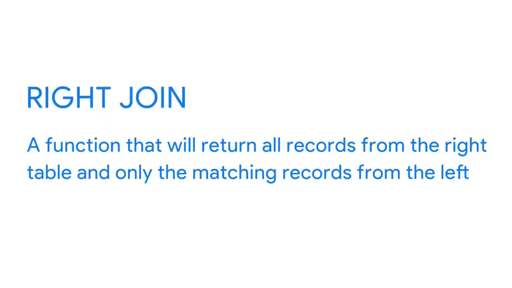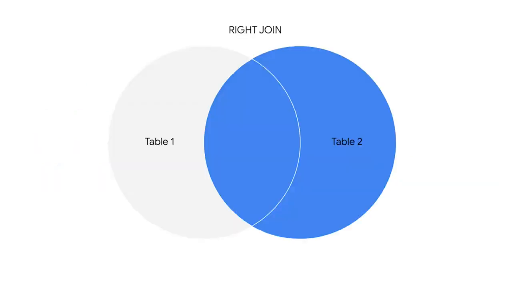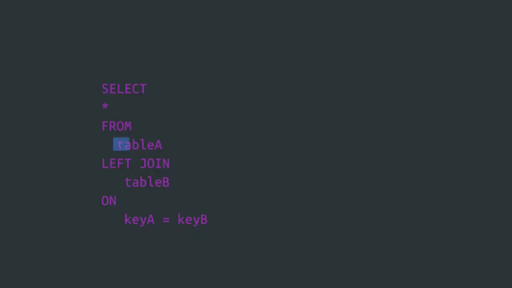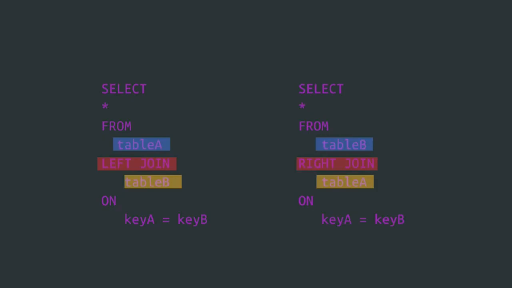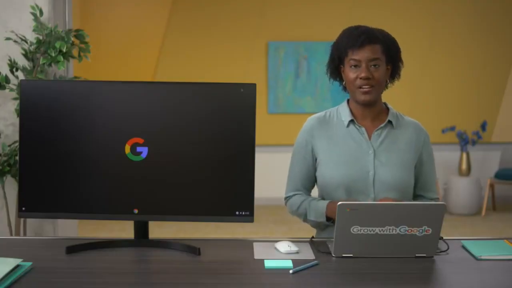Right join does the opposite. It will return all records from the right table and only the matching records from the left. You can get the same results if you flip the order of the tables and use a left join. For example, select from table A, left join table B is the same as select from table B, right join table A.